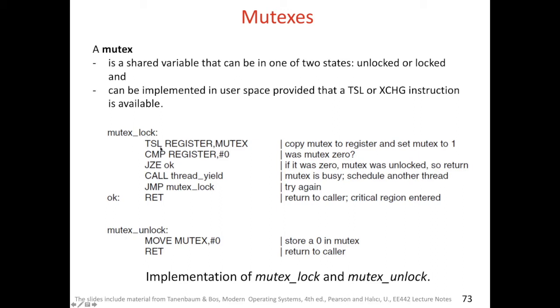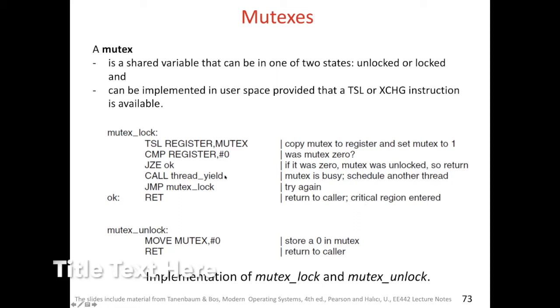Mutex lock: TSL register, mutex, copies mutex to register and sets mutex to 1 by the test and set lock instruction. Compare register to 0, check if mutex was 0, and jump if equal to the point OK. If it was 0, mutex was unlocked, so return. Here in the line labeled OK, we have return to caller, critical region entered.